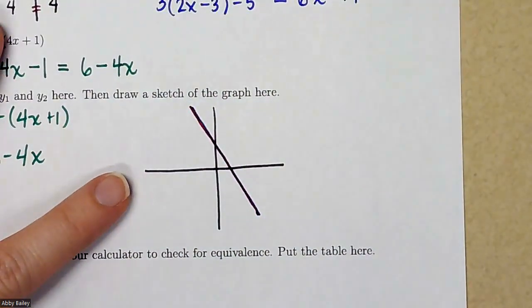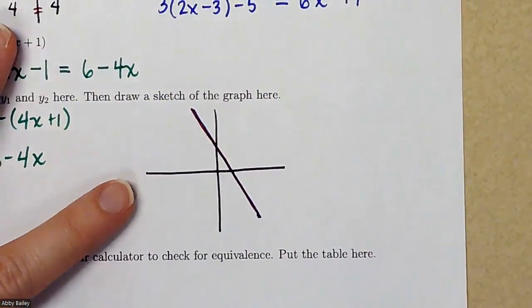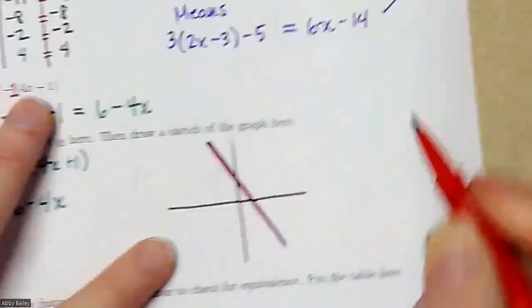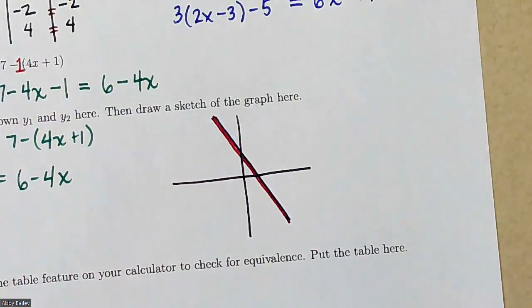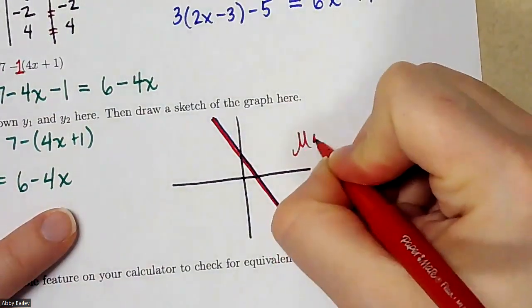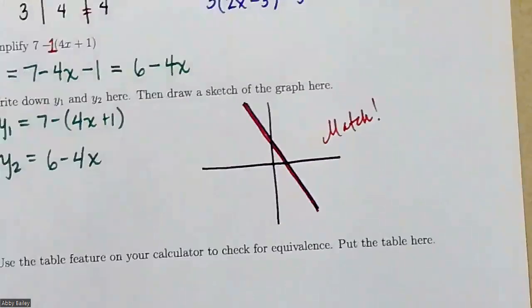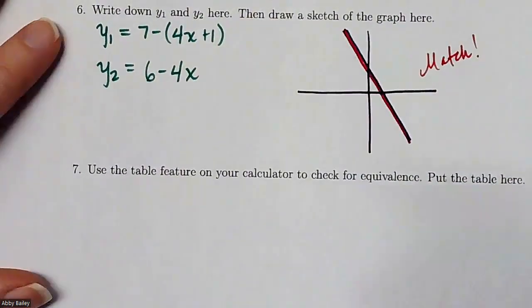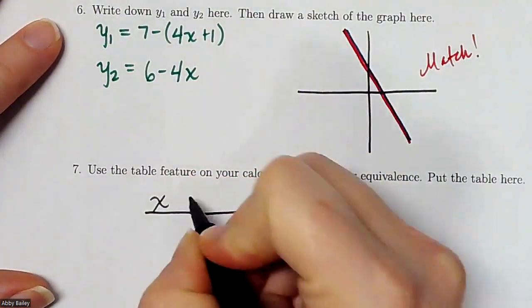So, rough sketch. Oh, wow. That really, when I combine those two, they really look black on the screen. There-ish. Match. Hurrah. Use the table feature to show the equivalence on it.